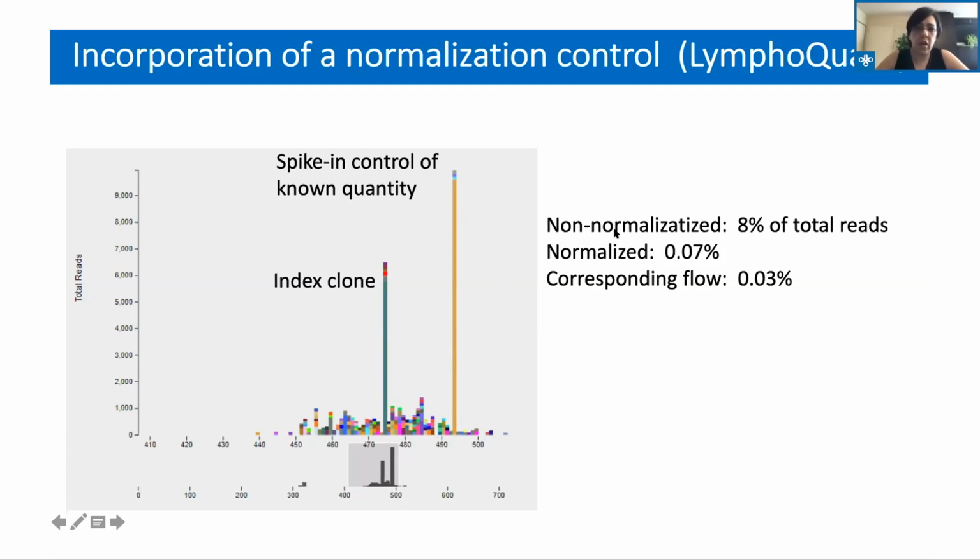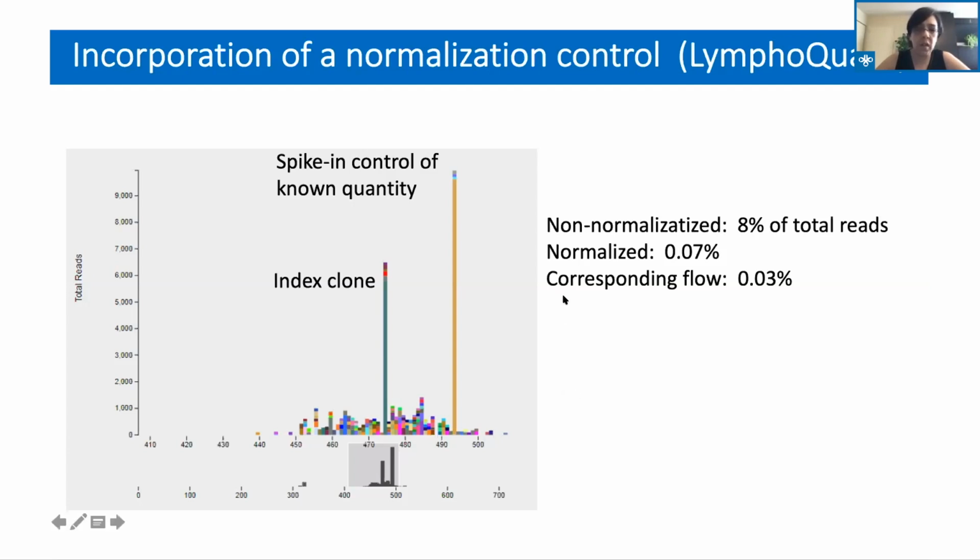If you were not looking at a normalized number, we would have an amount of disease that is 8%. And this is 8% of the disease clone over the total rearranged reads. However, the corresponding flow is only 0.03%, which is a very, very big gap. And this would give clinicians a high degree of concern because the patient actually has a high level of residual disease.